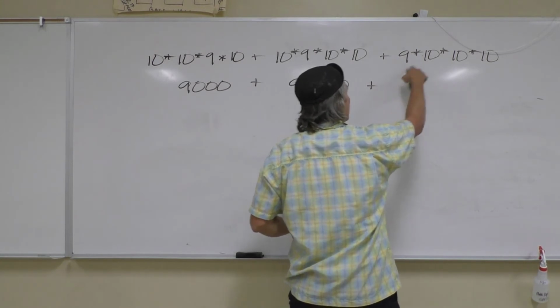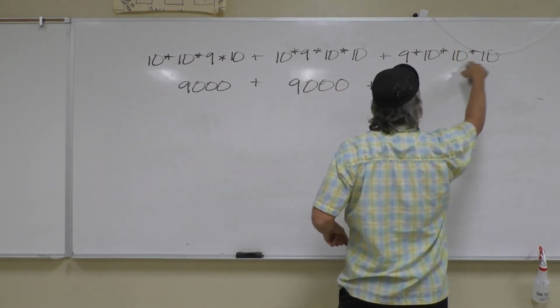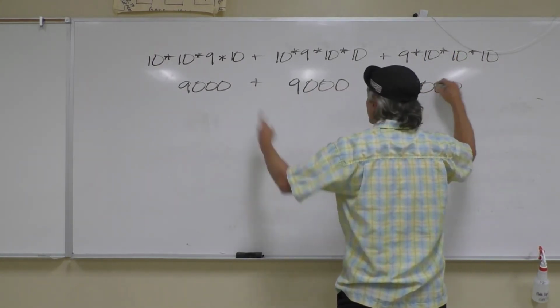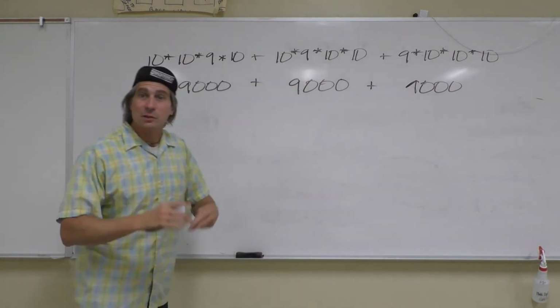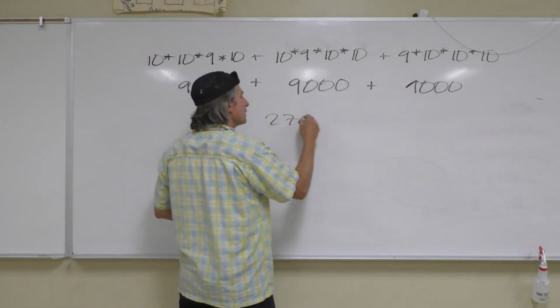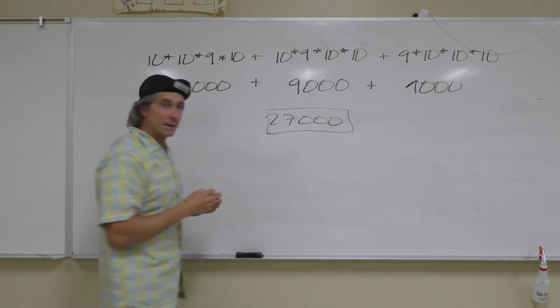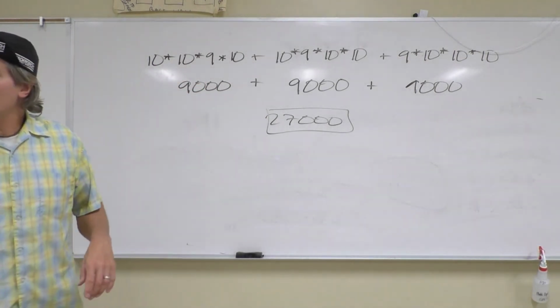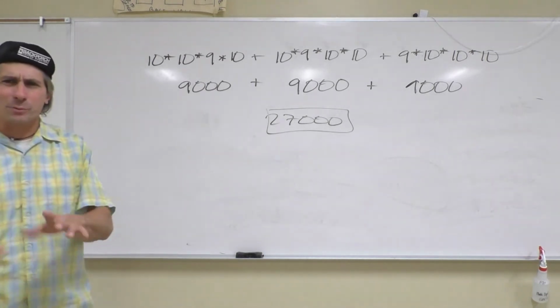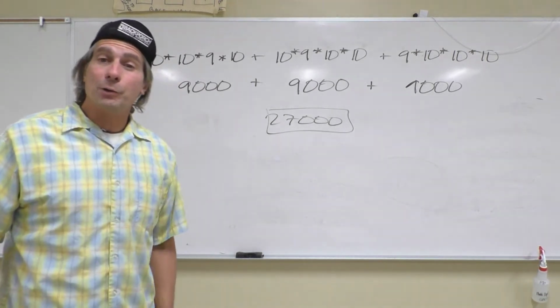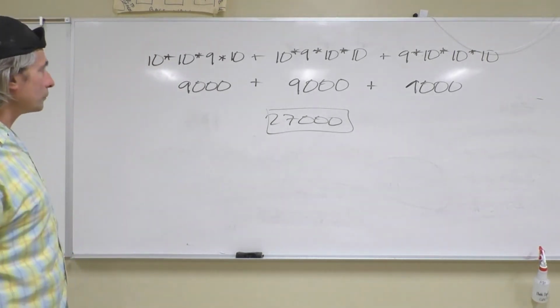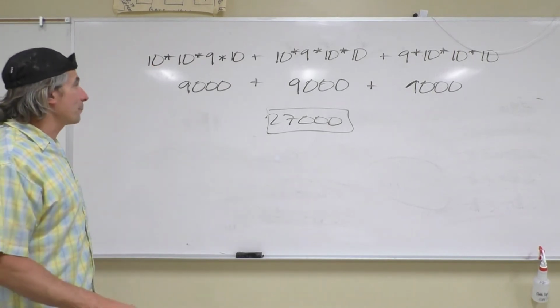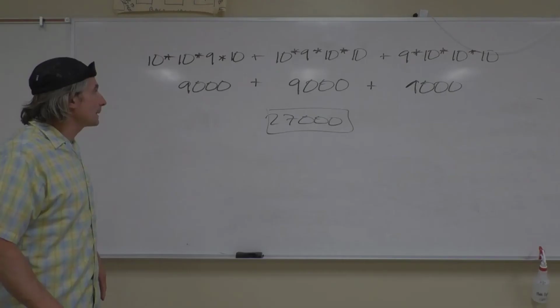Plus 9 times 10 is 90, 900, 9,000. So you've got 9,000 plus 9,000 plus 9,000, which ends up giving you 27,000. There you go. This is what shows up when you're looking at pins on your cell phone or on the keypad to get into classrooms, or your pin on your debit card, for example.